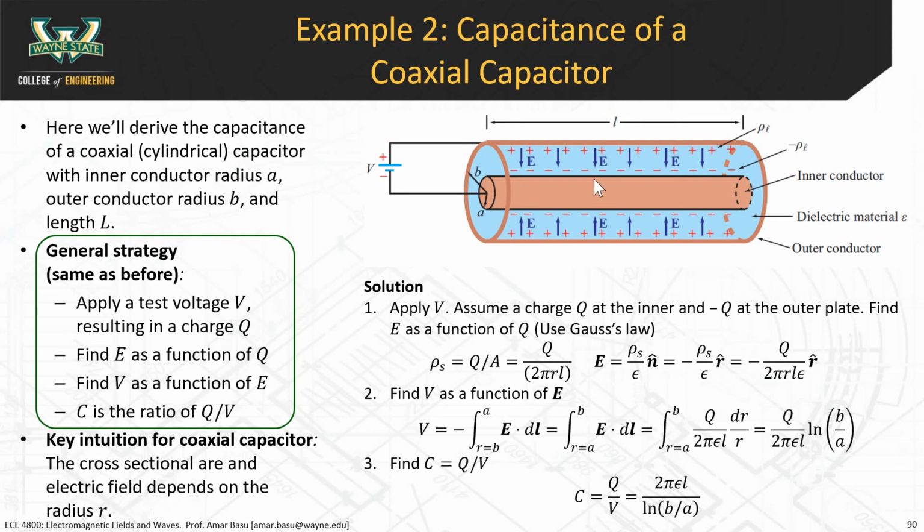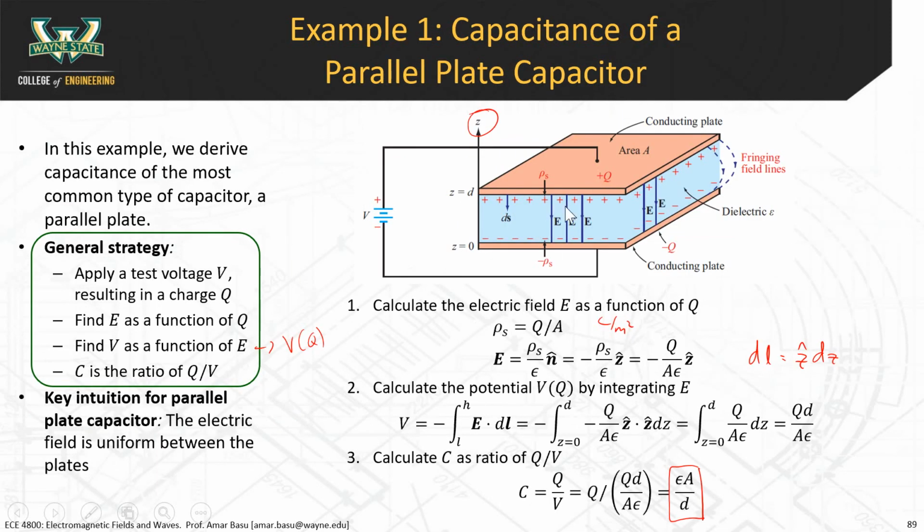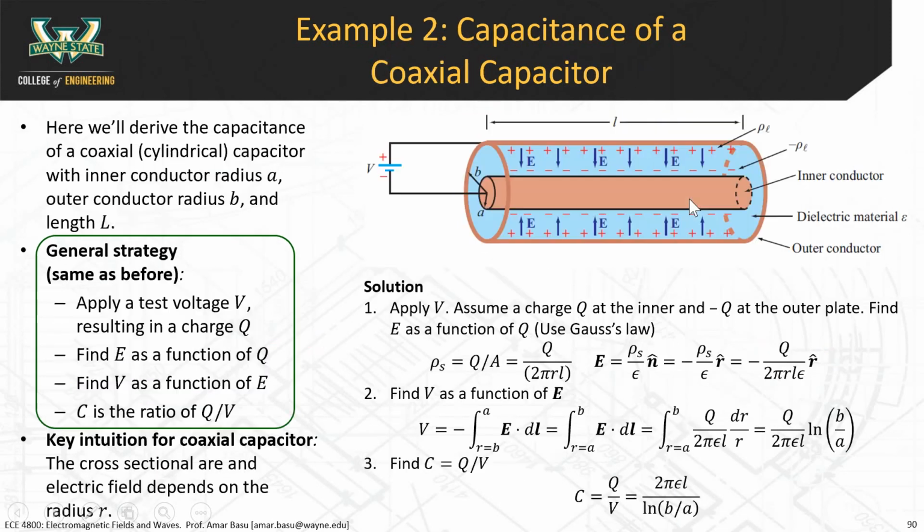Now the difference between this problem and the previous problem is that in the previous problem, the electric field was the same everywhere. So the key intuition that we have to know in this coax problem is that the cross-sectional area and the electric field depend on the radius r. They're not constant in space. The electric field is weaker on the outer portions of the cylinder, and it gets stronger as you go over to the inner portions of the cylinder. Right, the field lines are more concentrated. So that's a key intuition that you need to know.